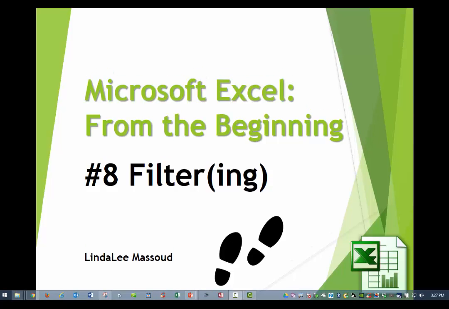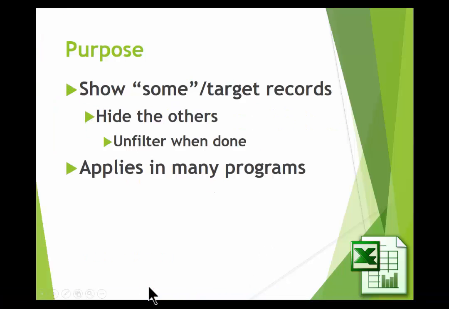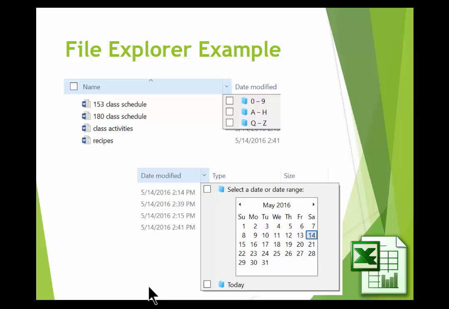One more time here, we're talking about conditional formatting and sorting and filtering, and we're on filtering now. Filtering is distinguished from sorting in that sorting shows all the records in a certain order, where filtering shows only some records, the ones you want, and hides the others. They're not deleted, just hiding, and then you unfilter it when you're done. This concept also applies in many programs, and I thought I'd start you out with a File Explorer example.